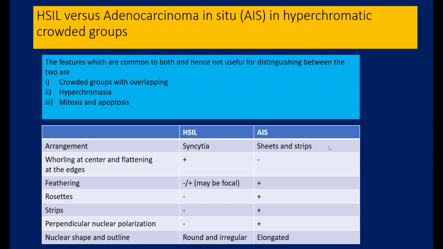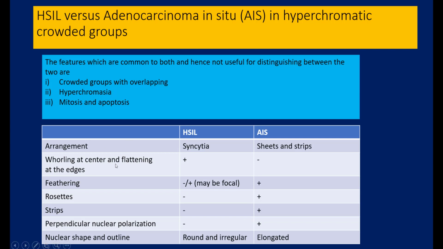Right, so this is just a table of HSIL versus adenocarcinoma in situ in hyperchromatic crowded groups. The features common to both, and hence not useful in distinguishing the two, are crowded groups with overlapping, hyperchromasia, and mitosis and apoptosis, which may be seen in both. If the arrangement is in syncytia, as you have seen in some of the slides before, it is more in favor of HSIL, whereas if cells are mostly in sheets and strips, it is more of adenocarcinoma in situ. We are going to see a lot more of this in the next lecture.